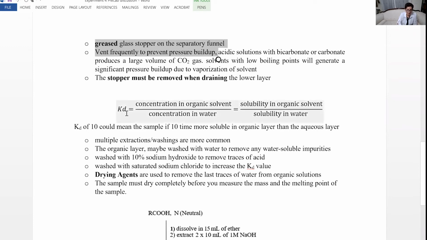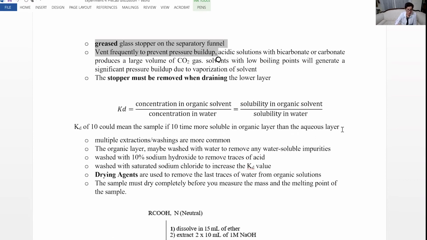The ratio of concentration in the organic solvent versus the water or aqueous solution is known as KD. And that KD, or partition coefficient, can determine how efficient your extraction is. So if KD is 10, what does it mean? It means that your sample is 10 times more soluble in one layer compared to the other layer. So every time you do an extraction, you get 10 times more of that compound removed, like you get 90% of the compound removed.